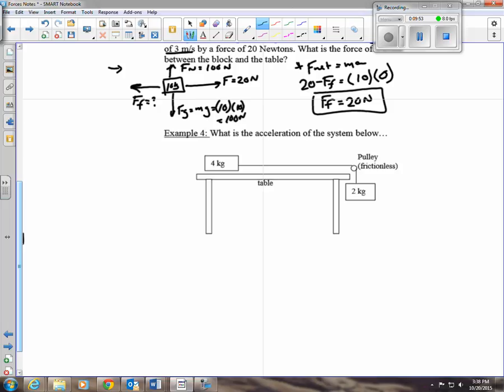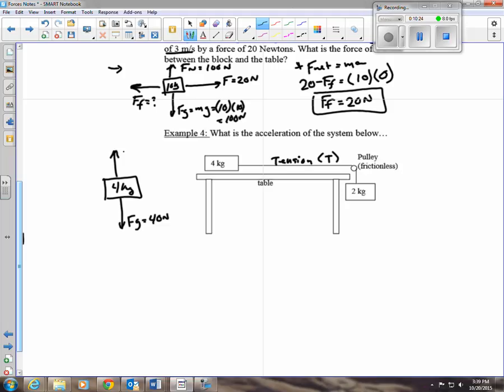Next example, find the acceleration of the system below. So we've got to look at each piece of it and draw a free body diagram. Whenever you have a string in here, we're going to say that it produces a tension T. That's the force it produces. So if I look at the 4 kilogram guy, what forces are acting on it? There's the force of gravity down. It's going to be 40 newtons, because I would do m times g, 4 times 10 is 40.